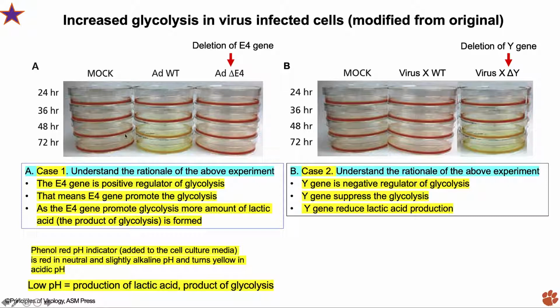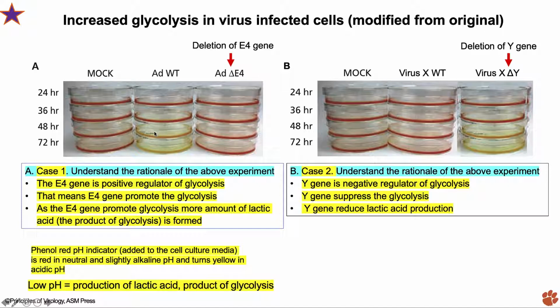On the right hand side, this is the original picture from your original slide set. You have a mock that is a control. Here you have an adenovirus, wild type virus. And here the adenovirus with the E4 gene deleted, delta E4. What we are looking at is Petri plates that contain animal cell culture media. There is phenol red in there, which is a pH indicator. Red color means that they are at a neutral pH or slightly alkaline.